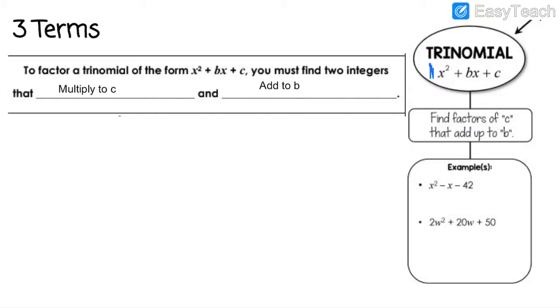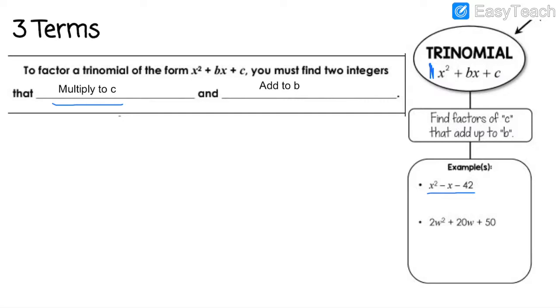So when we look at our first example, x squared minus x minus 42, again, remember, we're supposed to check for a greatest common factor. This one will not have a greatest common factor because we have ones in the problem. When we divide by 1, it doesn't change anything. So now we go into our next part. We need to figure out what multiplies to give me C. So in this case, what multiplies to give me a negative 42?